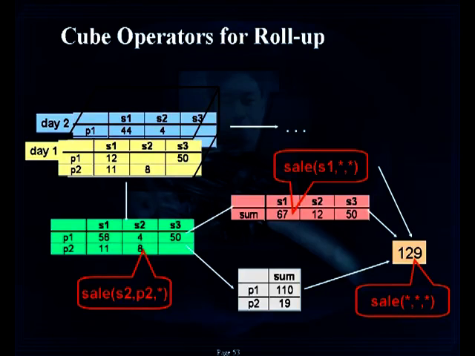Similarly, this means sale S1 comma star. What is the meaning of this? This means the total sales for all products on all dates in the store S1. So if you observe, we already know the products available here are only two, P1 and P2. So in store S1, there are 2 products. Already we have computed total sales for each product in S1, so by summing this up, we get 67. Similarly, the last one gives all sales. That means the total sales for all stores, for all products on all dates is 129.